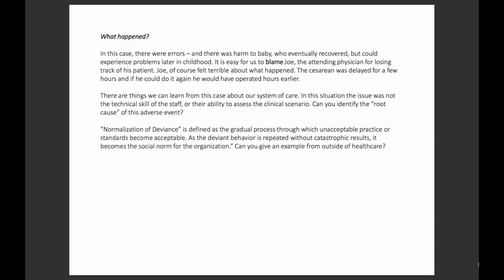And normalization of deviance is defined as the gradual process through which unacceptable practices or standards become acceptable. And as the deviant behavior is repeated without catastrophic results, it becomes a social norm for the organization.